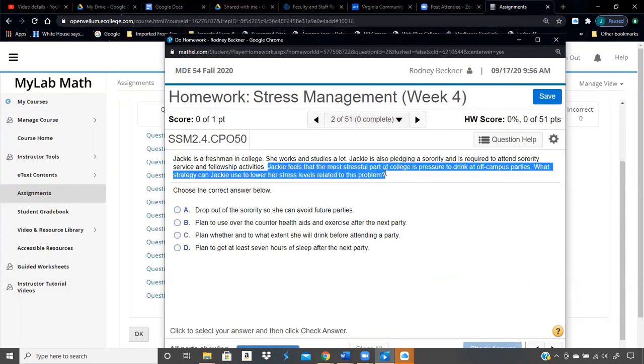So I think this one's pretty interesting. It's, I guess, a social dilemma. Jackie feels the most stressful part of college is pressure to drink at off-campus parties. It's not the stress of tests or studying or going to class or getting somewhere on time or dressing appropriately. It's partying. But that's how some of us are. So that's facts of life. What strategy can Jackie use to lower her stress levels related to this problem?